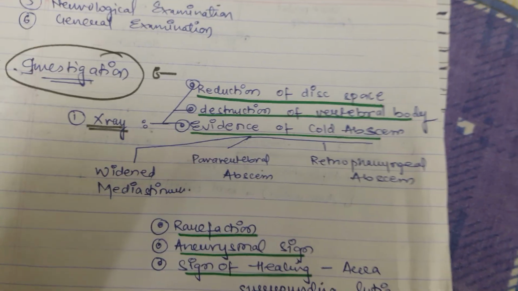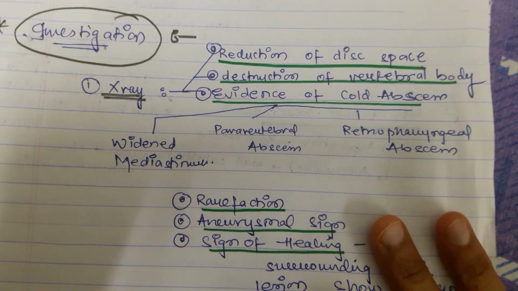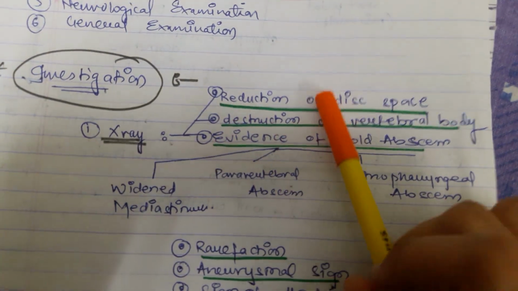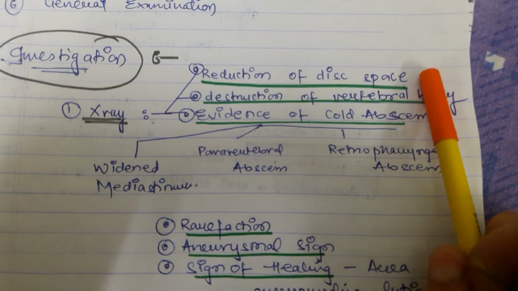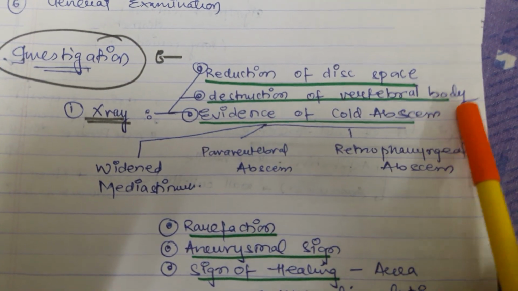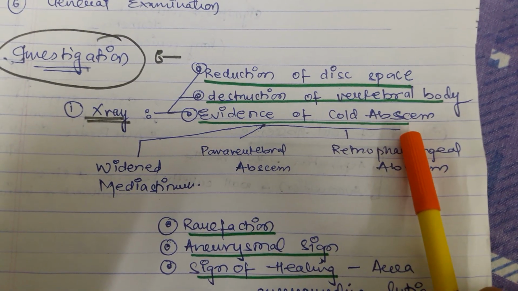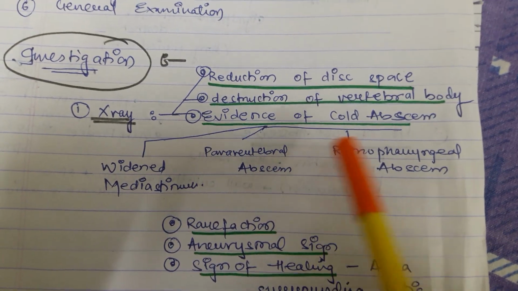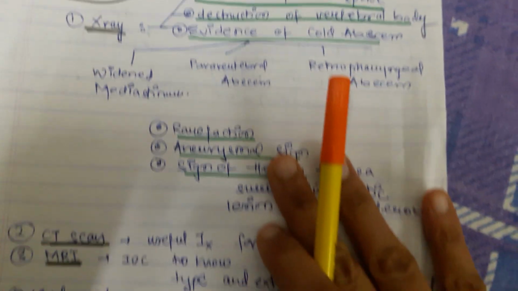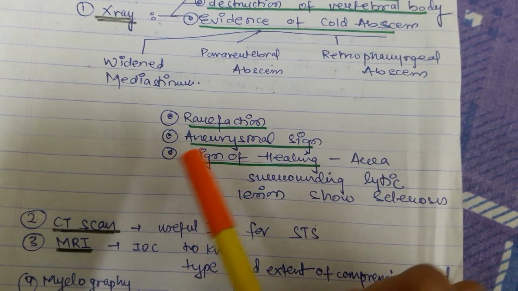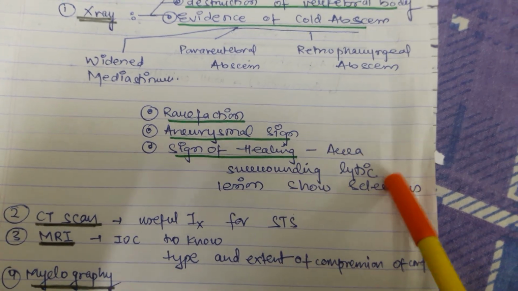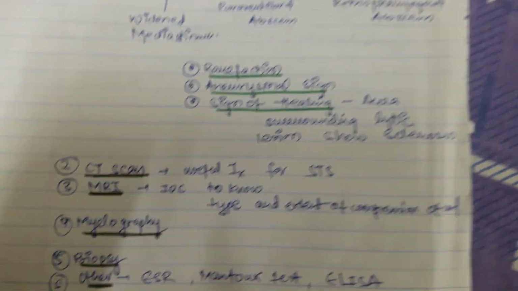Now coming to investigations. In investigations, first of all, you have to do X-ray. X-ray will reveal reduction of disc space, destruction of vertebral body, evidence of cold abscess, either widened mediastinum or paravertebral abscess or retropharyngeal abscess, rarefactions, and aneurysmal sign of healing. Area surrounding lytic lesion shows sclerosis.